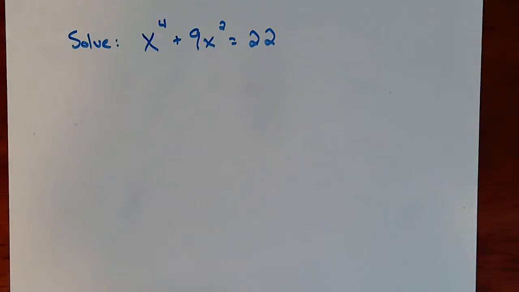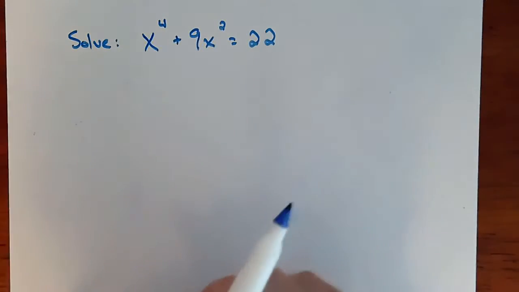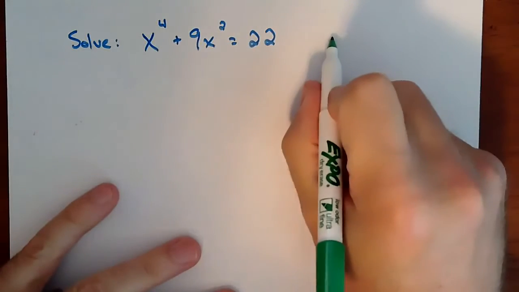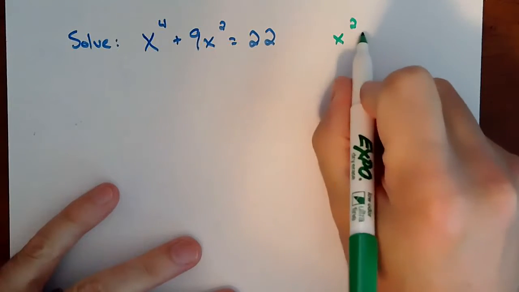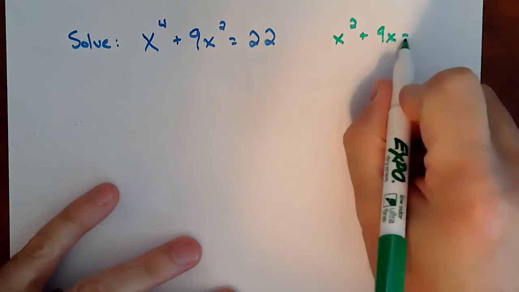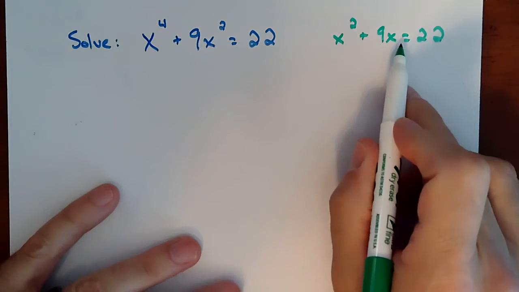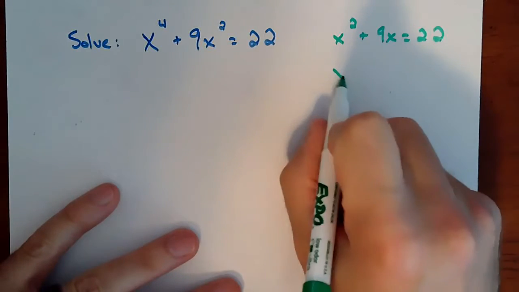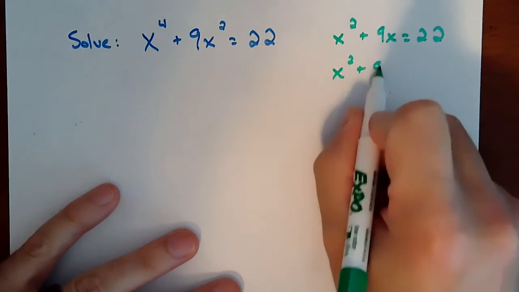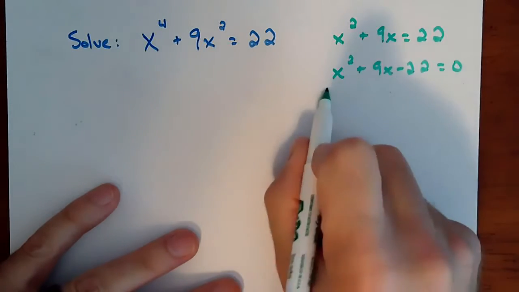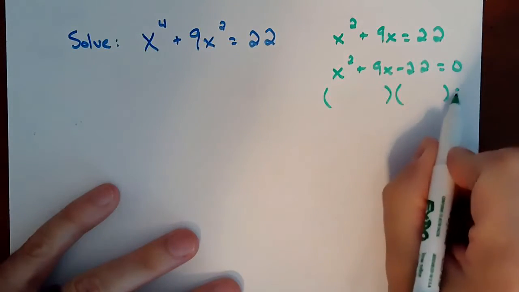All right, we are looking to solve this type of a problem. And surprisingly, this has a quadratic feel to it. So if I rewrote that kind of like this, I'm going to look to always try to factor it first thing. And so I'm going to bump the 22 over. So x squared plus 9x minus 22 equals 0. And then I'll look to factor.